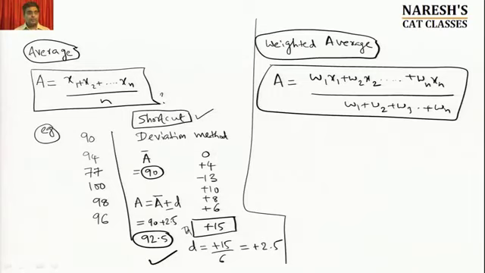We can actually do this weighted average also in the same context as your deviation method. You can apply the deviation method in exactly the same way. It's a very, very powerful method. Now let's see, how do we do this? How do we do a deviation method?